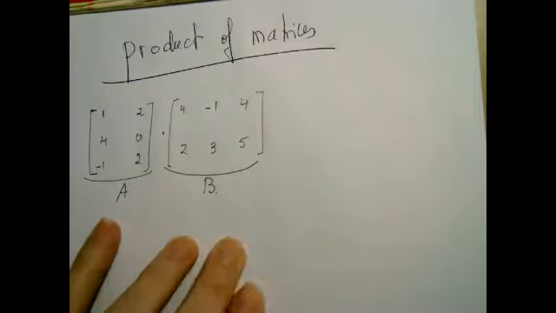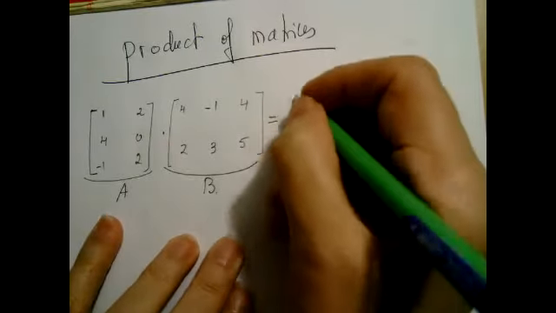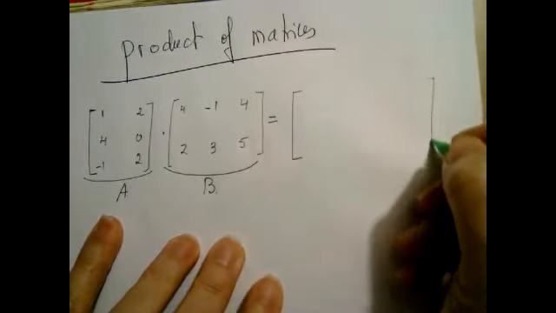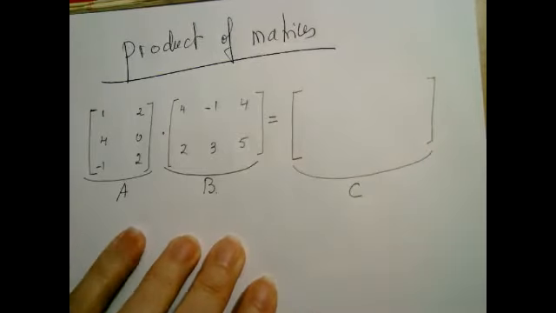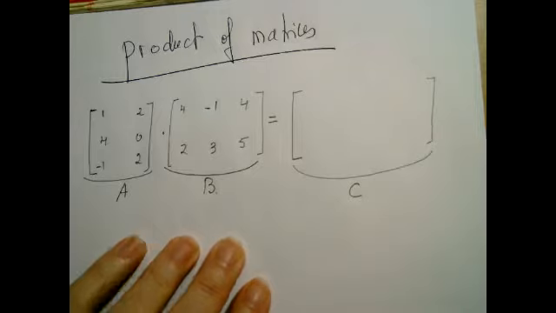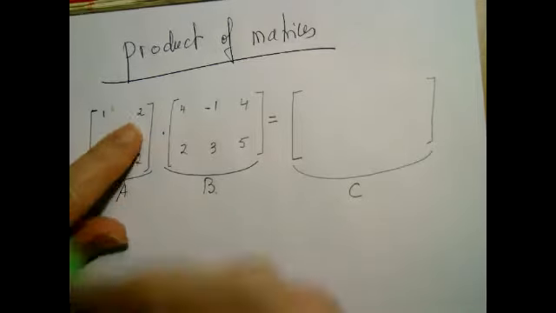Okay, so we multiply 2 matrices. We're going to create a new matrix. We're going to call it C. And the question is how we multiply matrices. Okay, let's see how it works.